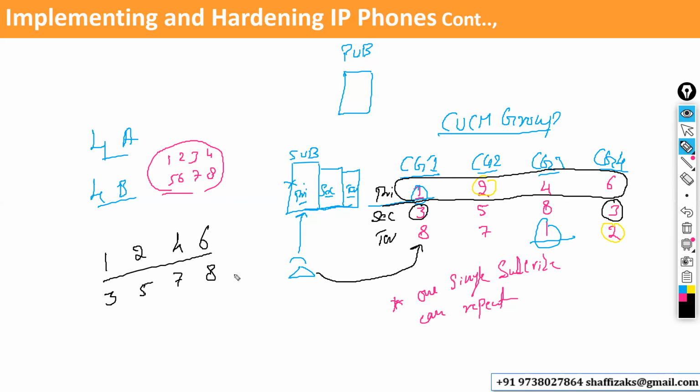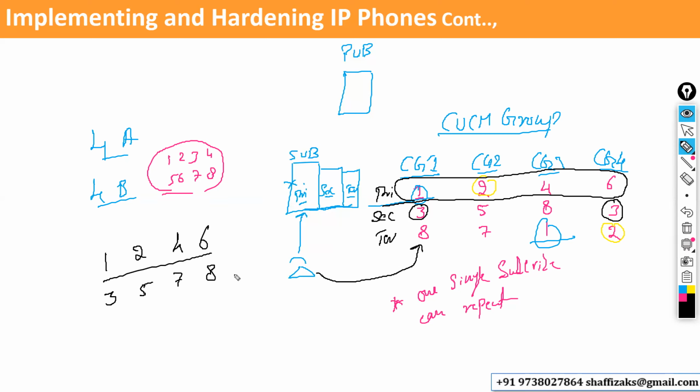Because in the CUCM cluster, we have 8 subscribers in total. Of those, only 4 are active servers and the remaining 4 are the backup. How can you decide which one is active and which one is a backup? Based on the CUCM group. When you have created the CUCM groups, in all 4 groups, whoever is the primary server will act as an active server. There is no condition, you can make it anyone. It's up to you which subscriber you want to make active.